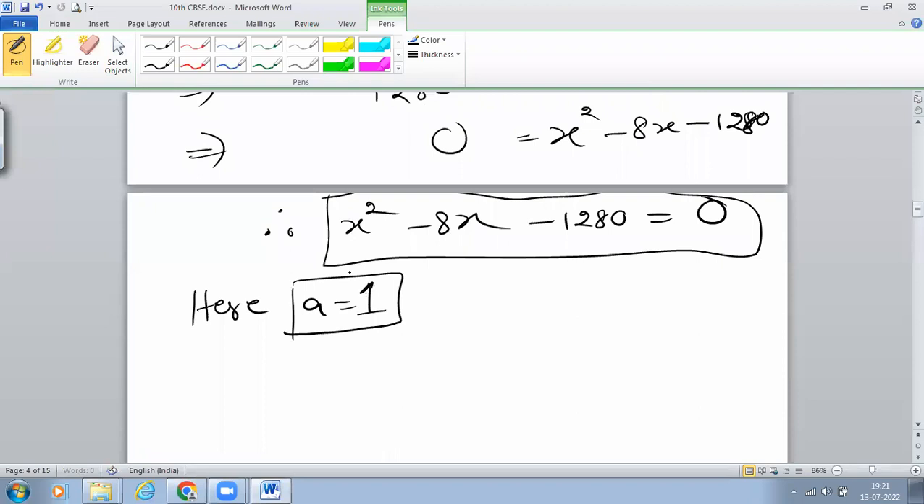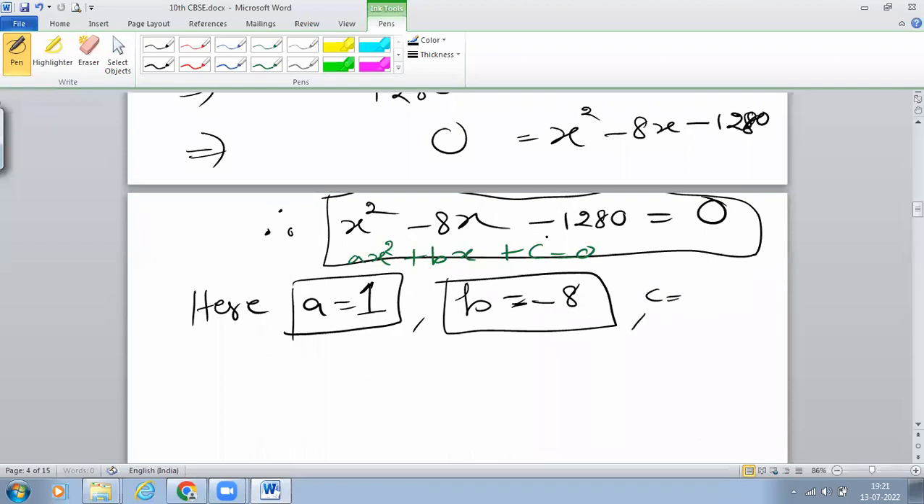What is the value of a? You know this, right? What is the standard form of a quadratic equation? ax square plus bx plus c is equal to 0, right? So we have to compare with the standard form and tell me the value of a. Here the x square coefficient is a, that is nothing, means 1. What is the value of b? What is the coefficient of x? Minus 8. Very good. b is equal to minus 8. And what is the constant term here? Minus 1280, right? Now we know the a, b, c values.